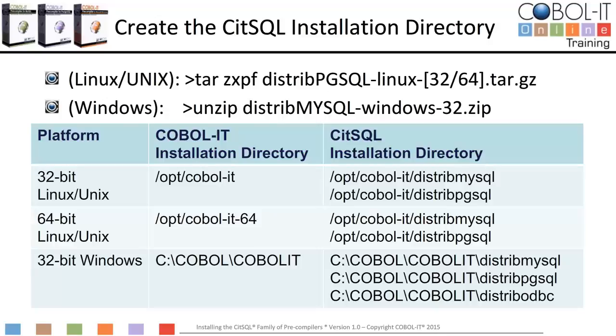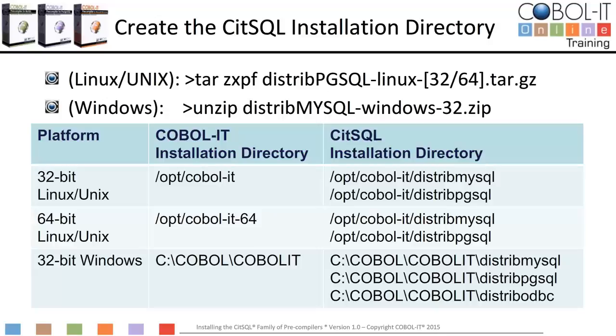In Linux and Unix environments, use the tar -xzf command to extract the CitSQL archive, and create the CitSQL installation directory. In Windows, use the unzip command to extract the CitSQL archive and create the CitSQL installation directory.